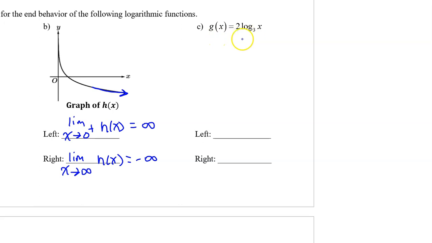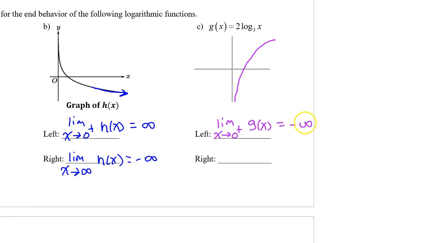For part C, we need to sketch our own graph. The a value is positive, so this logarithmic curve will look like this. So we begin the left end behavior with the limit as x approaches 0 from the right of g of x. Make sure you are using the correct function name. And as x approaches 0 from the right, g of x is approaching negative infinity.